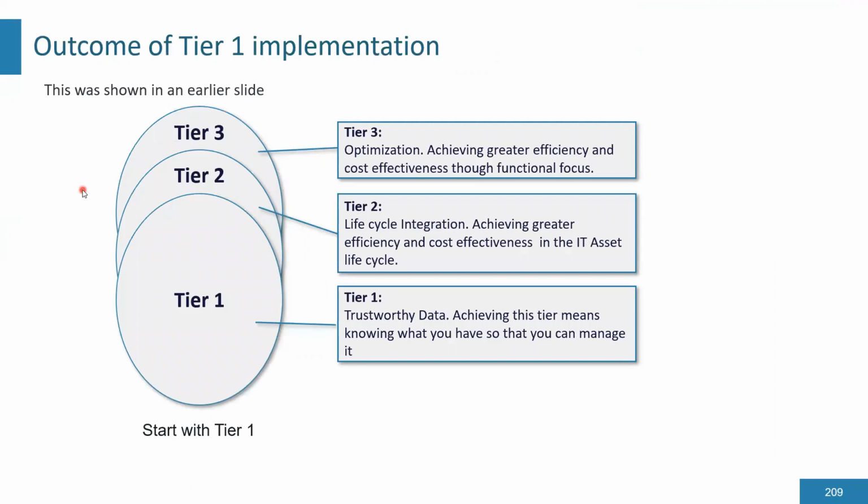You might recollect there are 3 tiers in ITAM. Tier 1 is about trustworthy data. Achieving this means knowing what you have so that you can manage it. And currently we are in Tier 1 for SAM in particular. Tier 2 is lifecycle integration. It is about moving towards better efficiency and cost effectiveness. Tier 3 is about optimizing even more efficiency and cost effectiveness. That is, we will begin with Tier 1.